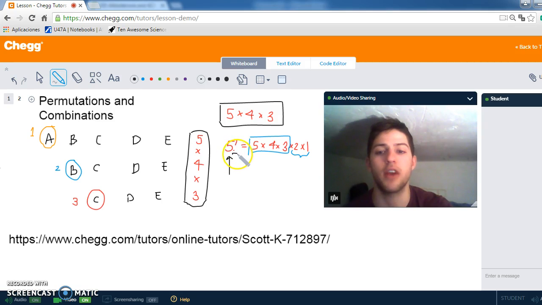For those of you who haven't seen a factorial, it's when we have an exclamation point written by one of our numbers, okay? So 5 factorial is going to equal 5 times 4 times 3 times 2 times 1. And in this instance, we're not interested in the 2 times 1, okay? We're just interested in this part. So let me go ahead and go to the next board here.